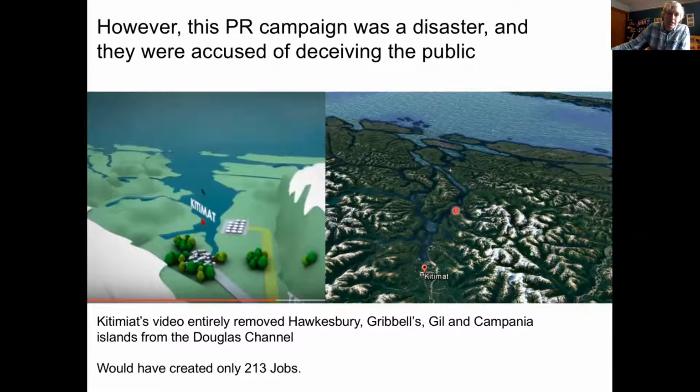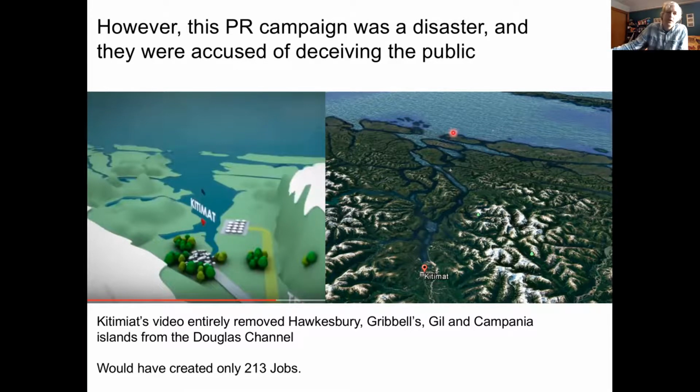You will notice this is not a big open expanse of water. This is an incredibly difficult to navigate series of channels through islands. Because their video had entirely removed the Hawkesbury's, the Gribbles, the Gill and the Campania Islands from the Douglas Channel. They made it look like, oh, this is going to be super easy. This is one of the hardest pieces of water to navigate in the world. It's incredibly stormy, it's incredibly rocky, it's very difficult to move large tankers through it. So as a result, they were told, this is not representative. You're trying to demonstrate to people this is going to be safe and easy, and it is not.